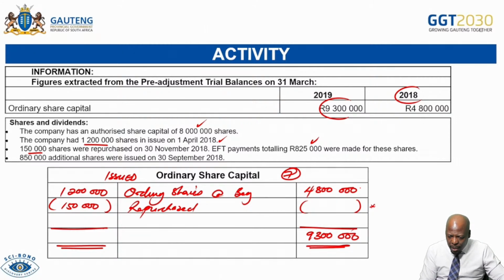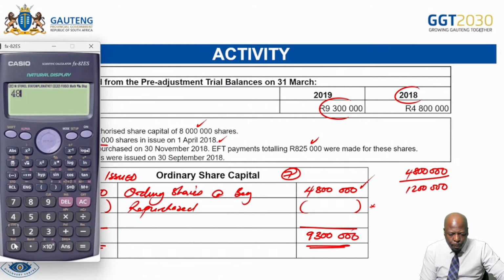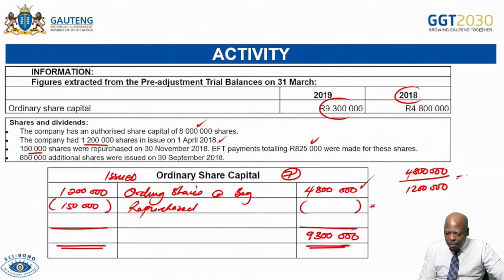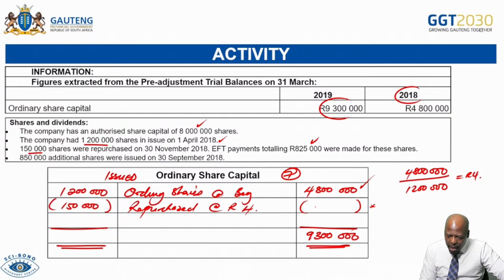For me to get the average price, I'm going to take my 4.8 million. I'm going to divide that by my 1.2 million. So it's going to be 4.8 million divided by 1.2 million. That's going to give me 4 rand. So my average price is 4 rand. So these are repurchased at 4 rand. So I'm going to say 150 multiplied by 4. So 4 times 150,000. That's going to give me 600,000. So I'm coming here. It's going to be 600,000 over there.